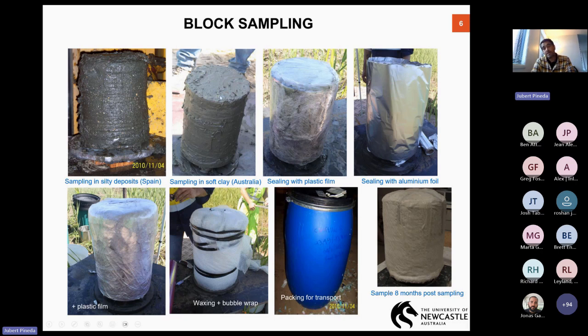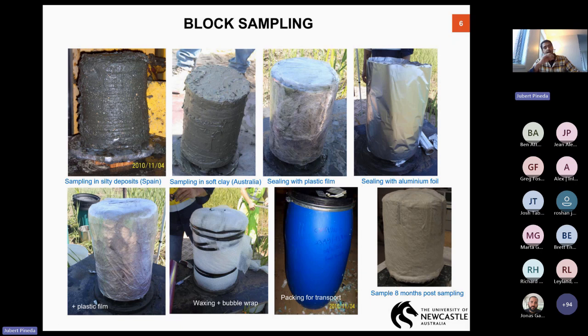So after you retrieve or cut the block, you have to cover it with plastic film and aluminum foil to minimize moisture losses, and then you cover it with plastic in order to minimize vibrations during transport. And we normally place them in sealed plastic containers that you can see here in blue. And if you want, you can also wax them in order to store them for a long time.